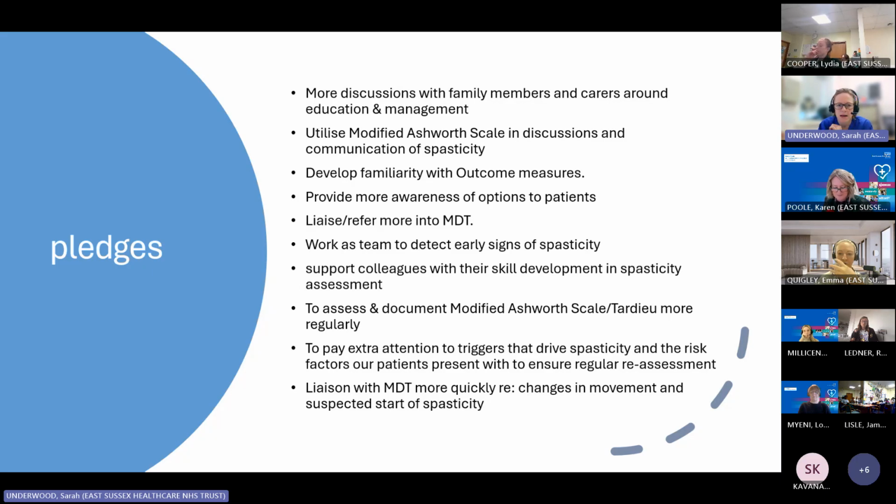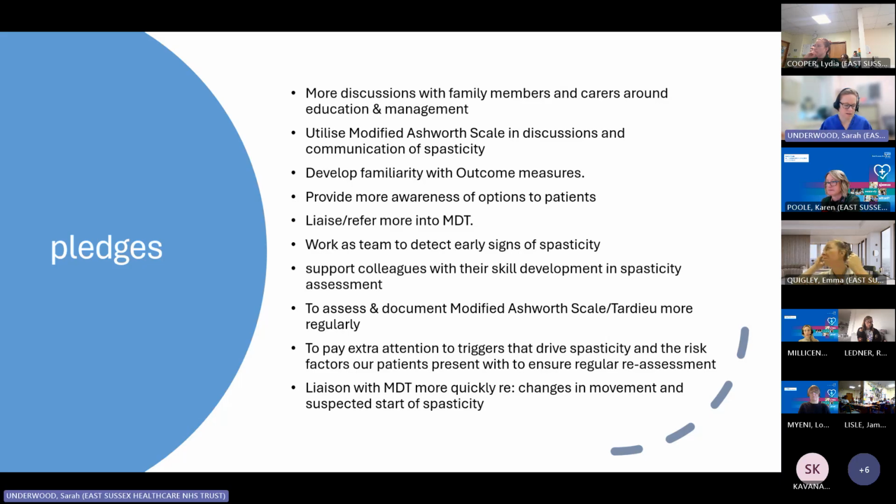And I'll share those again at the end of the session, but they are all on the Teams page as well. People also said they'd utilise the modified Ashworth scale in discussions and communication of spasticity, liaise and refer more into the MDT, and pay extra attention to the triggers that drive spasticity and the risk factors our patients present with to assure regular reassessment. So as you said all those things, we really wanted to pull out how important it was to monitor patients, review patients, and give them the education so that their carers and the patients themselves can be in better control of their own management.